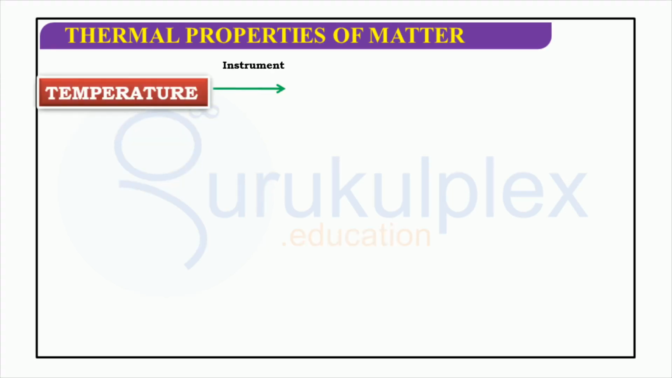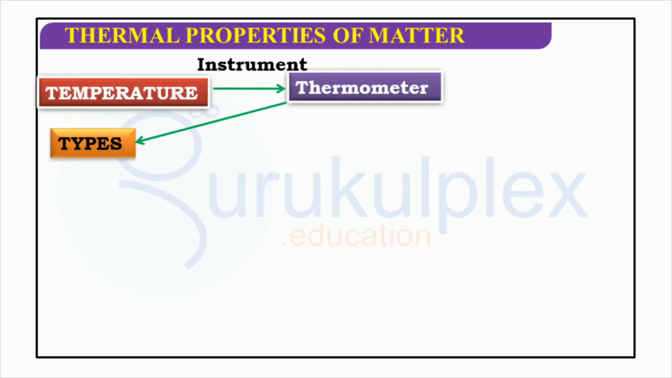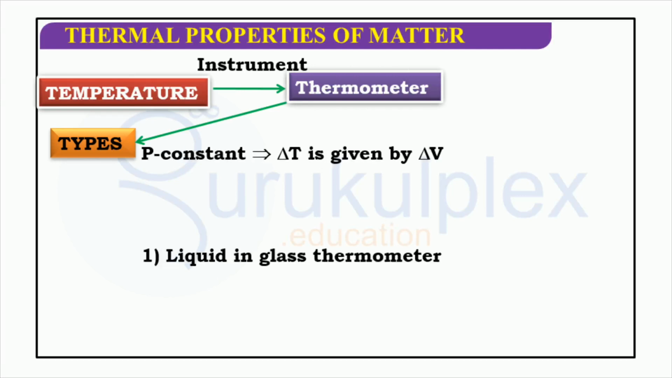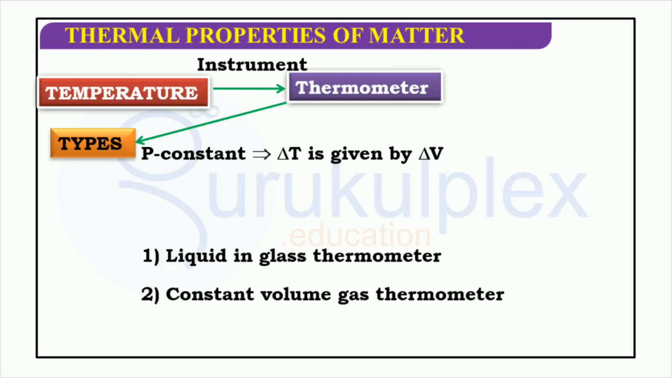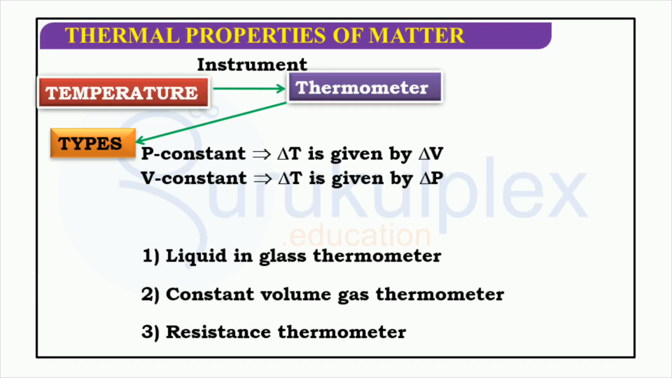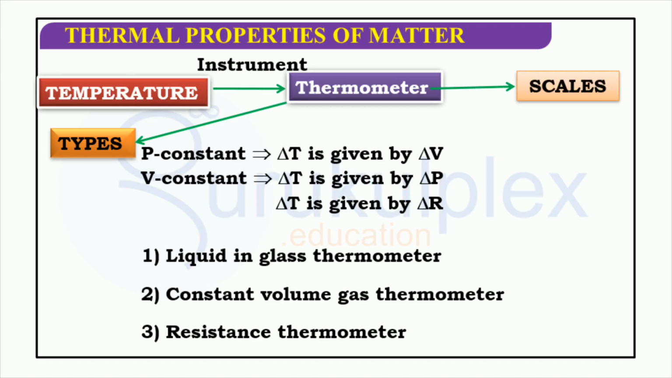Thermal properties of matter are being discussed in this slide. Temperature is measured by thermometers with various kinds such as liquid in glass thermometers, constant volume gas thermometers, and resistance thermometers. Temperature is measured using three scales: the Celsius scale, the Fahrenheit scale, and the Kelvin scale.